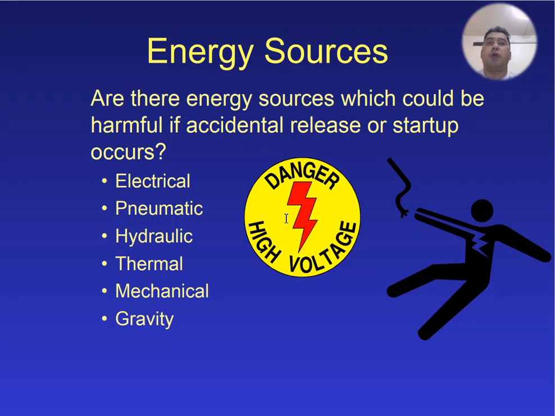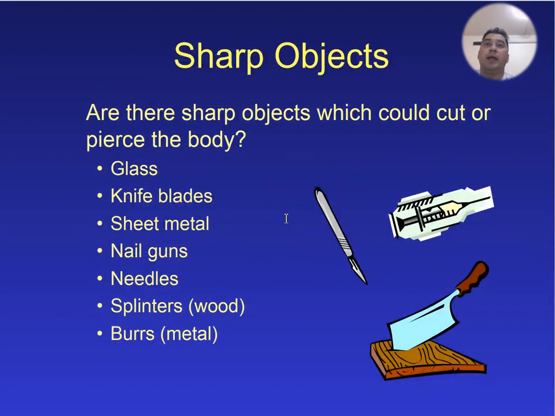Second thing, energy sources. You have to check the energy sources also because energy sources can cause health and safety hazards to the employees and other users and the visitors also. Are there energy sources which could be harmful if accidental release or startup occurs? So that you have to check also. It could be electrical, pneumatic, hydraulic, thermal, mechanical, or gravity. So these are the things you also have to be concerned about.